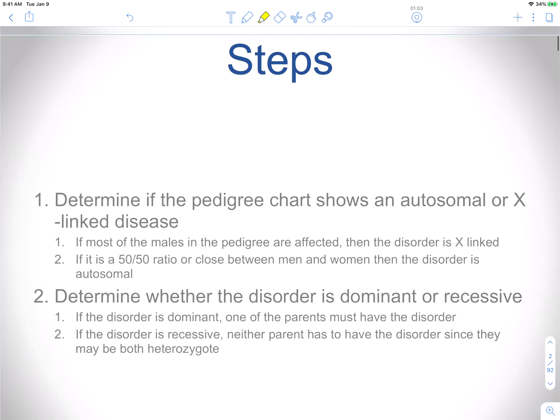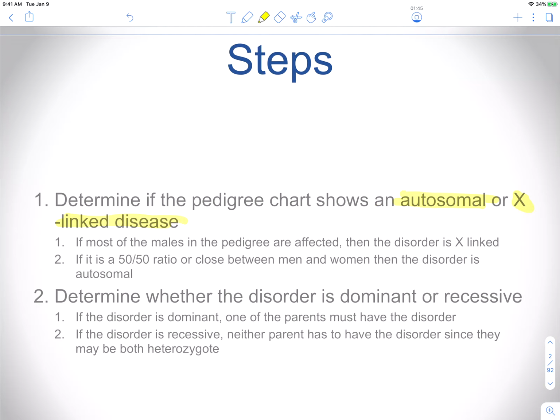The first two steps whenever looking at a pedigree are to determine two main overarching questions. First of all, you want to know, does the pedigree chart show autosomal or X-linked disease? It can also show Y-linked disease, but most often it's going to be either autosomal or X-linked. Autosomal, of course, means non-sex chromosomes, and your X and Y are your sex chromosomes. So you're asking, is it in relationship to the sex chromosomes or not?